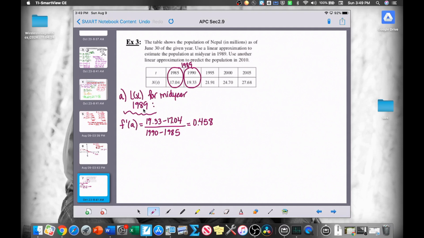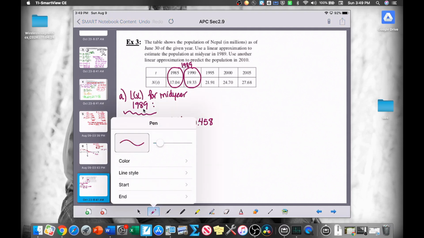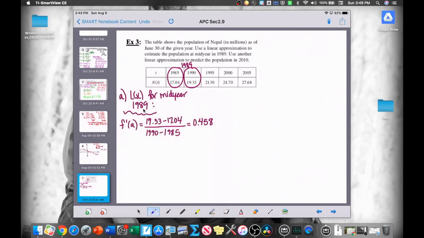Now that I have my slope, the next thing that I'm going to do is write my linear approximation. So the point that I'm going to choose is going to be the point that is closer to 1989, which in this case is 1990. So that's the point that I'm going to use for my a, f of a. So my linear approximation is going to be equal to the y value of my point, which is 19.33, plus my slope, 0.458, times x minus the x value of my point, which is 1990.